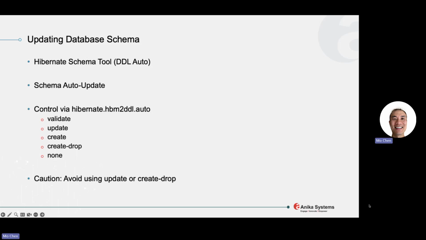Hibernate simplifies database schema management through a feature called Hibernate hbm2ddl auto. This feature can automatically update your database schema based on changes in your entity classes. Schema auto update: Hibernate analyzes the entity classes annotated with @Entity and updates the database schema accordingly, such as adding new tables, columns, or constraints.